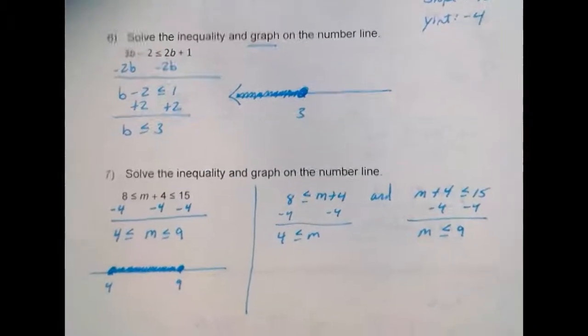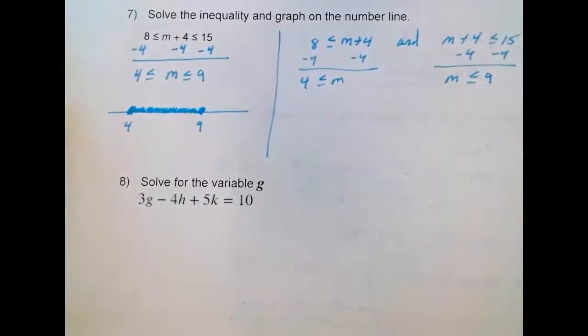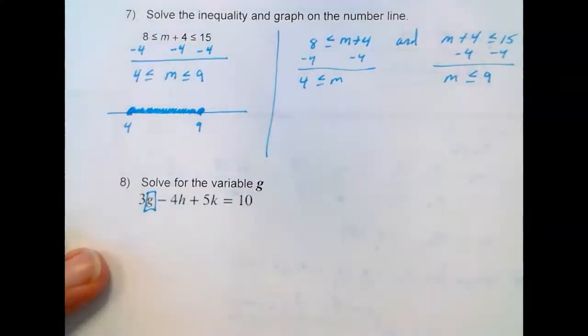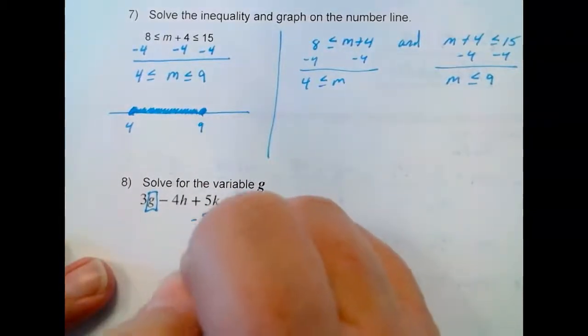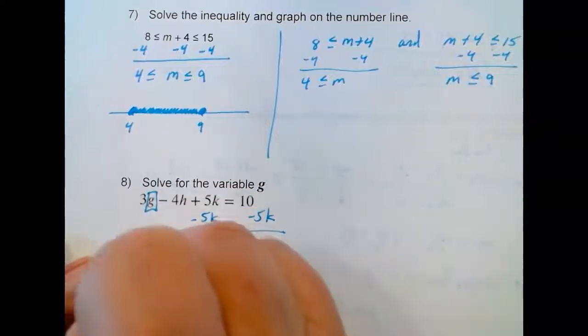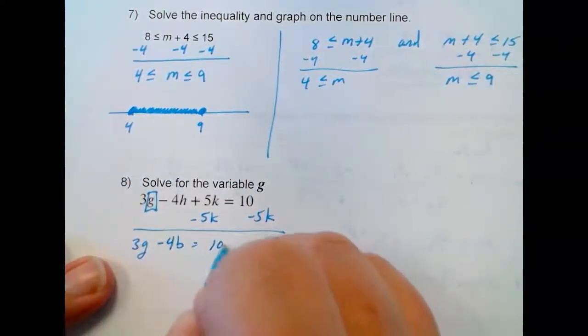And the last one we have is solving for g. So I'm going to box my g, put a rectangle around it. So that's what I want to isolate. So I want to take everything else to the other side. So I'm going to subtract 5k. I cannot combine 10 and 5k. Those are different terms. So I just write 10 minus 5k.